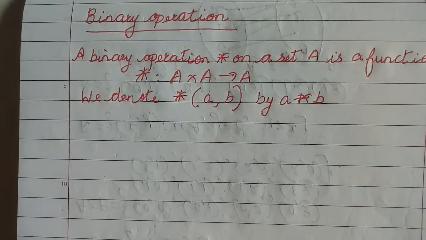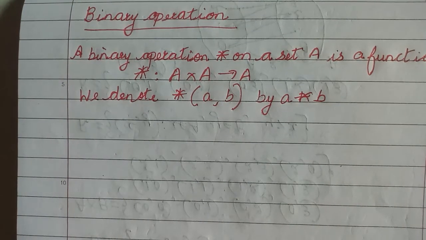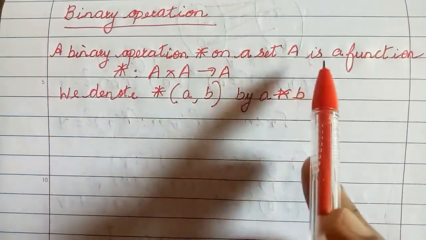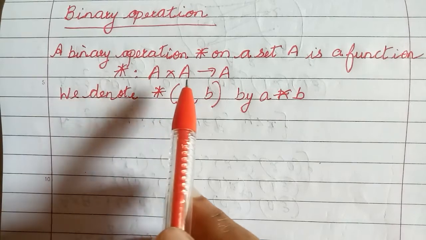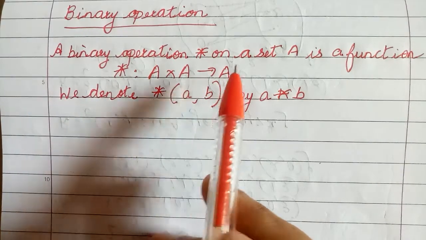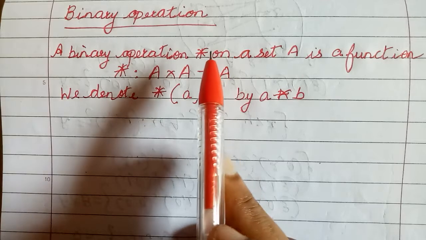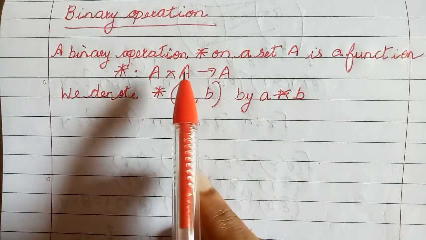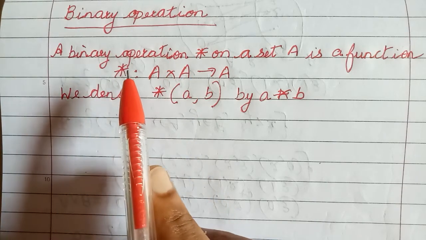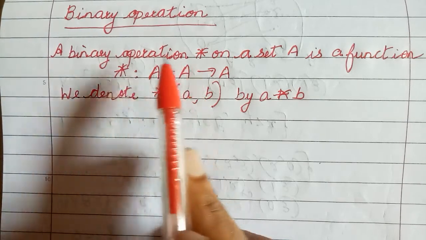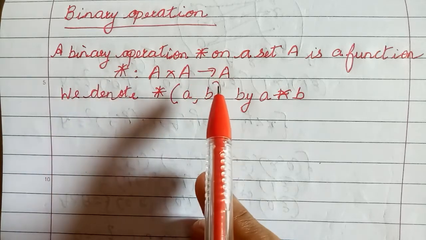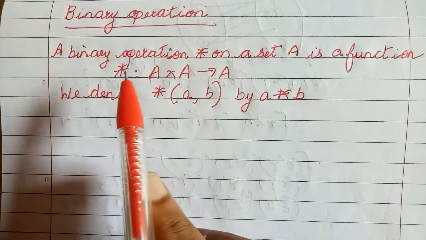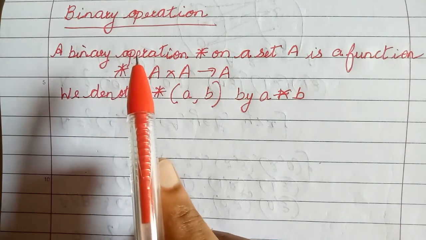So the new term which we are learning here is binary operation. So what is a binary operation? A binary operation star on a set A is a function star from A cross A to A. That means children, on my set A, if I take the Cartesian product A cross A as my domain, then under this function, the final outcome will be in your set A. If this condition is true, then your function star is said to be a binary operation.